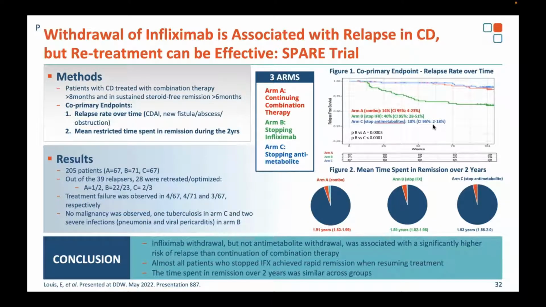And unlike James, who chose a pharma study, I chose an investigator-initiated study. This is from Edouard Louis, who many of you will remember did the STORI study many years ago. That was a study that looked at patients with Crohn's disease who had been on a combination of infliximab and azathioprine for at least 6 months, and they withdrew the infliximab to see what happened to them.